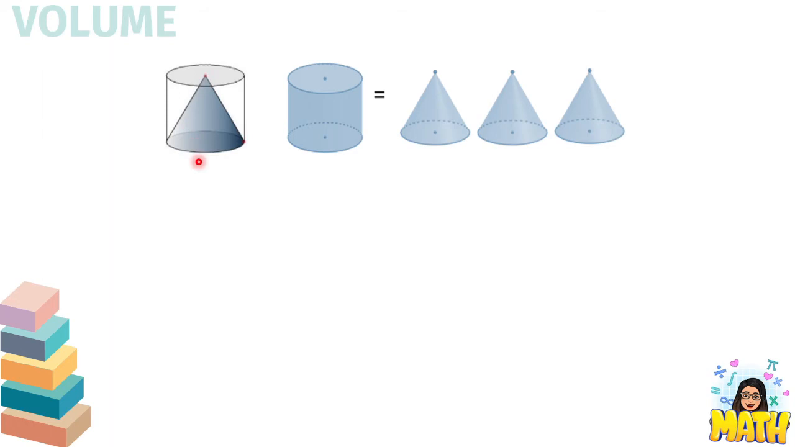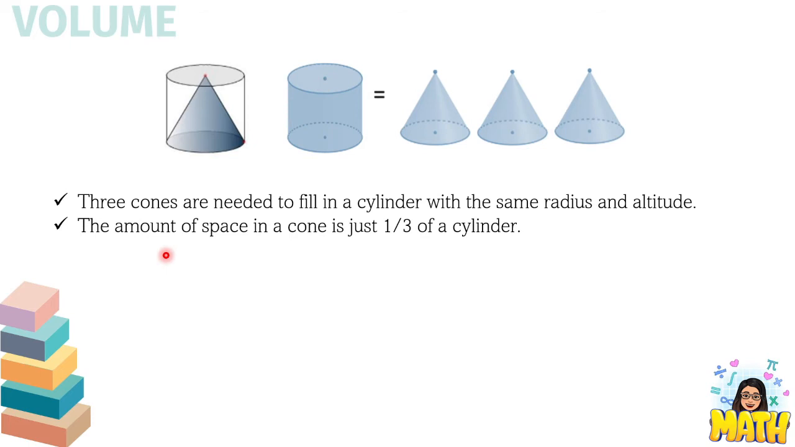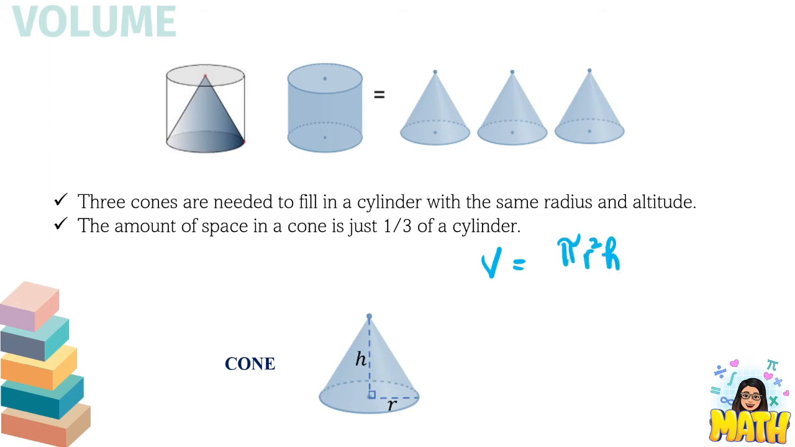Next, for the cone, it is inside this cylinder. They have the same base and the same height. We can also see that 3 cones are needed to fill in a cylinder with the same radius and altitude. Or another way of saying that is, the amount of space in a cone is just 1/3 of a cylinder. Therefore, for the volume of the cone, instead of using the volume of a cylinder equal to pi r squared h, we will simply get 1/3 of it. The volume of a cone is equal to pi r squared h divided by 3.